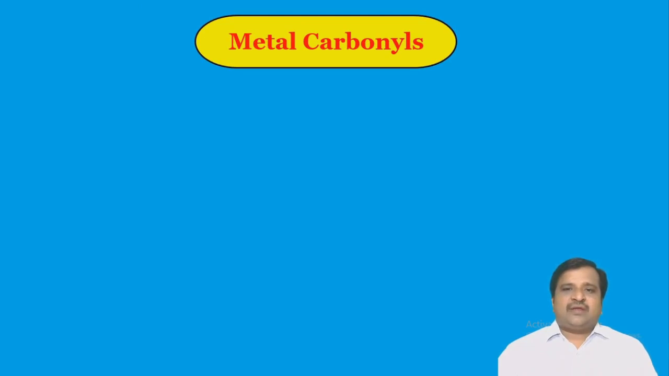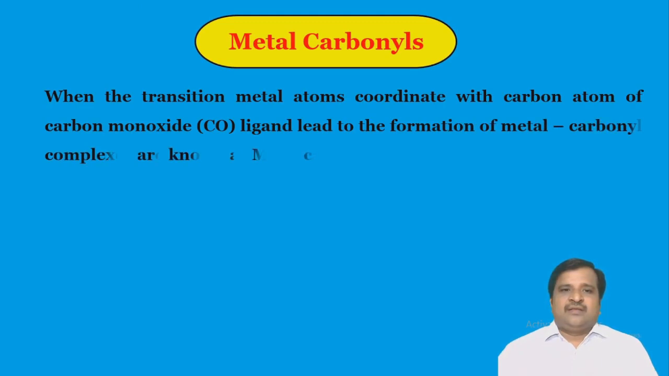What are metal carbonyl compounds? When transition metal atoms coordinate with the carbon atom of the carbon monoxide ligand, the resulting complexes are known as metal carbonyls. Here metal carbonyls are complex compounds, a complex between the metal and the CO ligand. The CO ligand contains a lone pair. It donates to a vacant orbital of the metal atom, so complex compounds are formed.